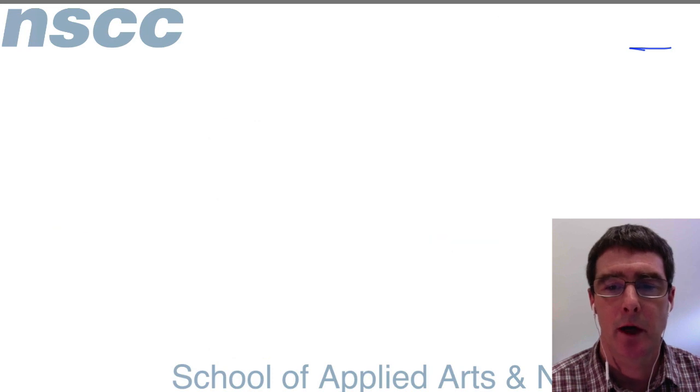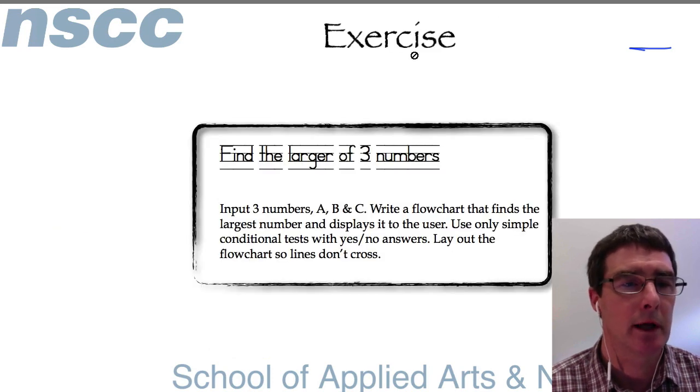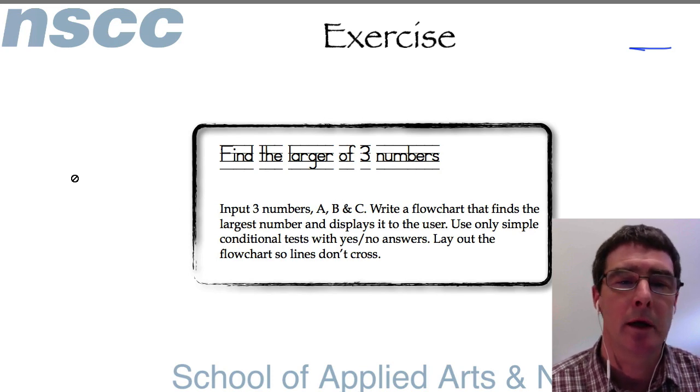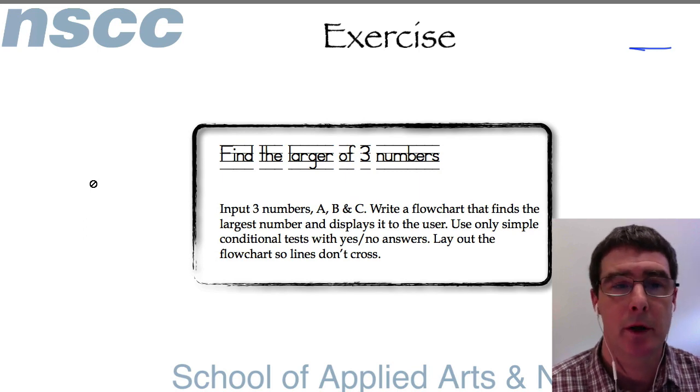So to give you a bit of practice, there's a simple little exercise here. Let's suppose we're going to input three numbers, A, B, and C. Write a flowchart that finds the largest number and displays it to the user. So if we had A, B, or C, it might display A, might display B, might display C, depending on which one is larger. Use only simple conditional tests. We'll talk about compound tests later. Try to lay out the flowchart so you're not crossing any lines, and it's as simple as possible.